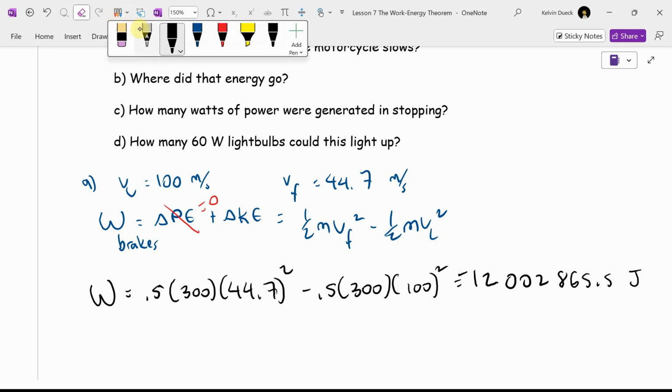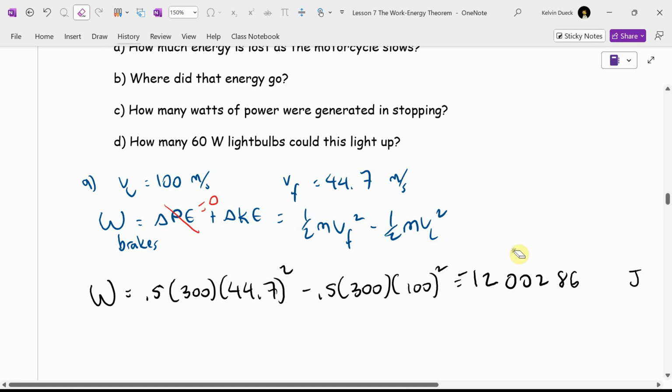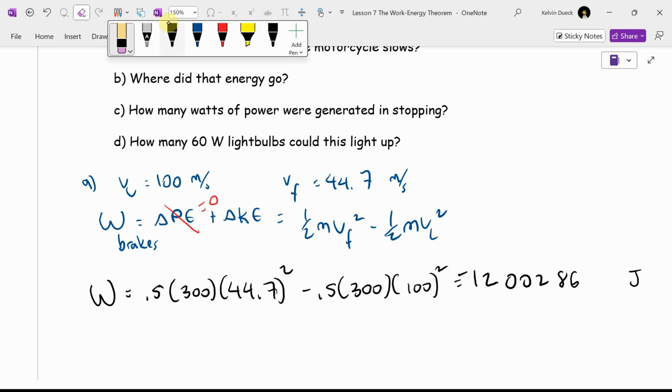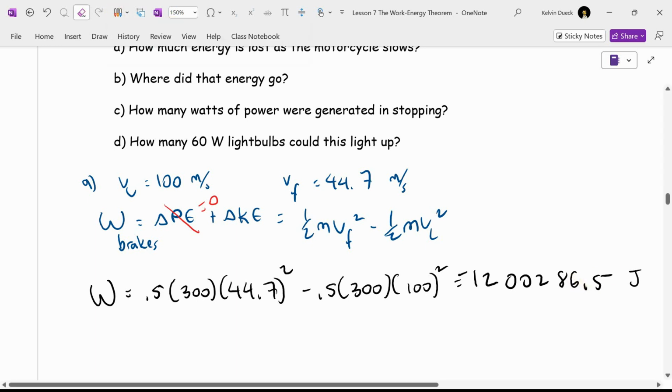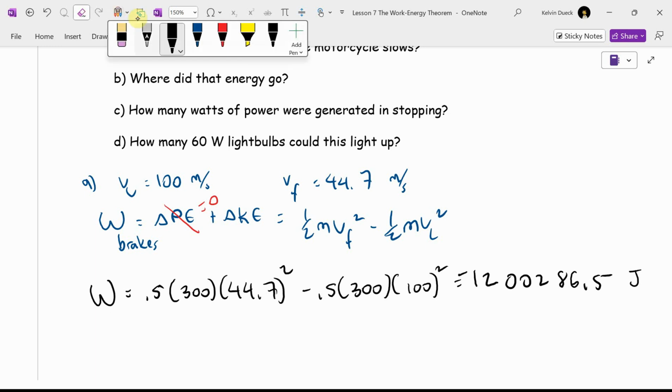Okay, let's try this again. Read me the digits. Is that right? Yeah, you got the same thing? Does that energy just vanish? No, it's got to go somewhere. That's what the law of conservation of energy says. So B asks, where do you think that energy went?